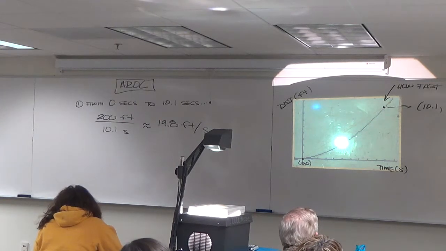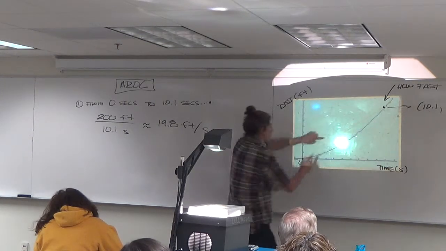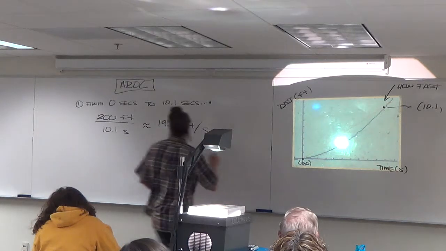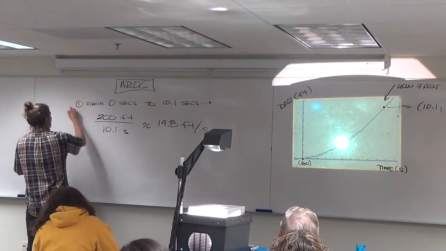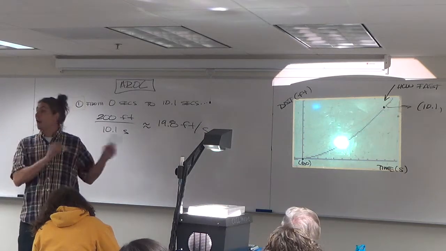That is related to that 19.8 feet per second. How? Say that again, Tom. That's slope. This yellow line is this average rate of change. The slope of that yellow line.